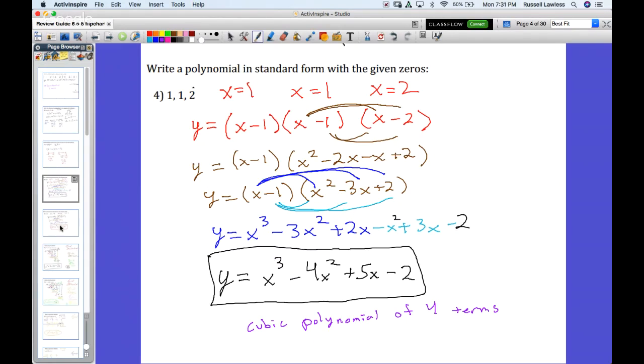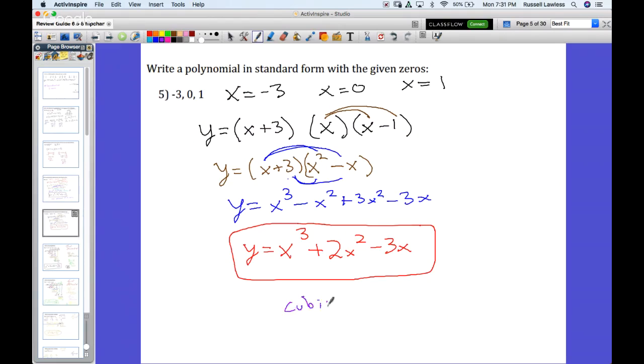Let's continue on. Here we have another cubic polynomial, but rather than calling it a cubic polynomial of 3 terms, we call it a cubic trinomial. I'm just kind of going through, just labeling.